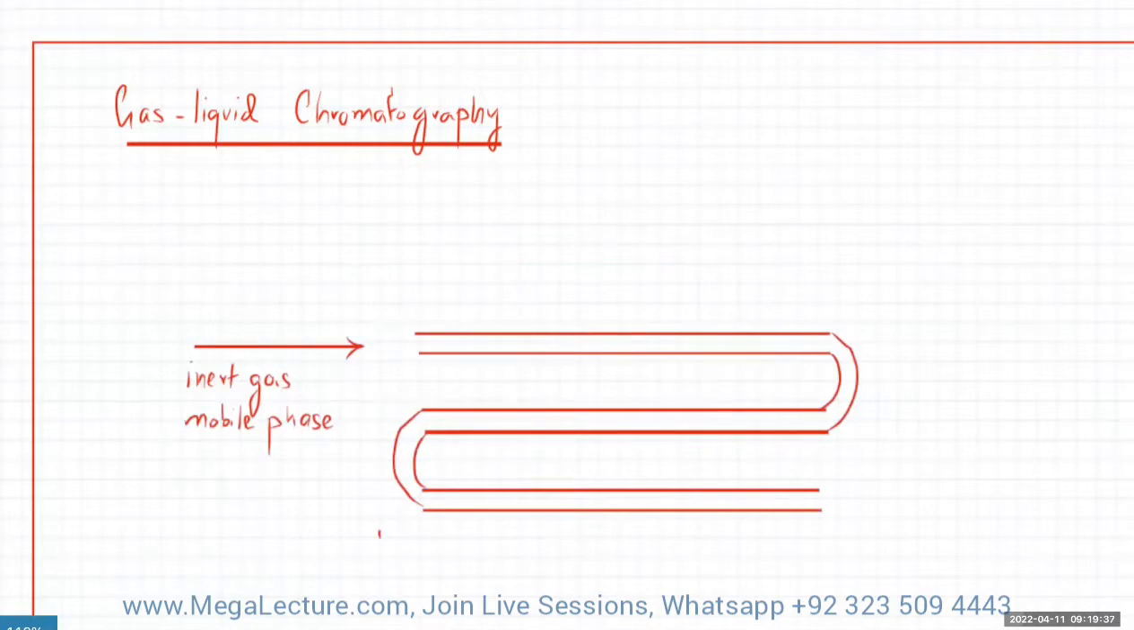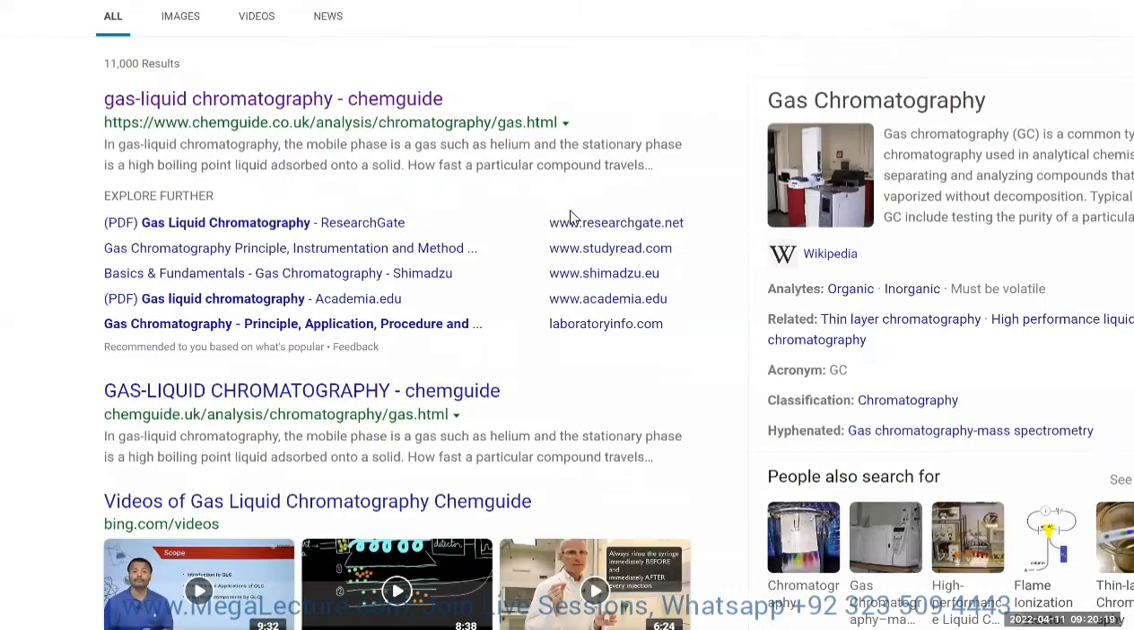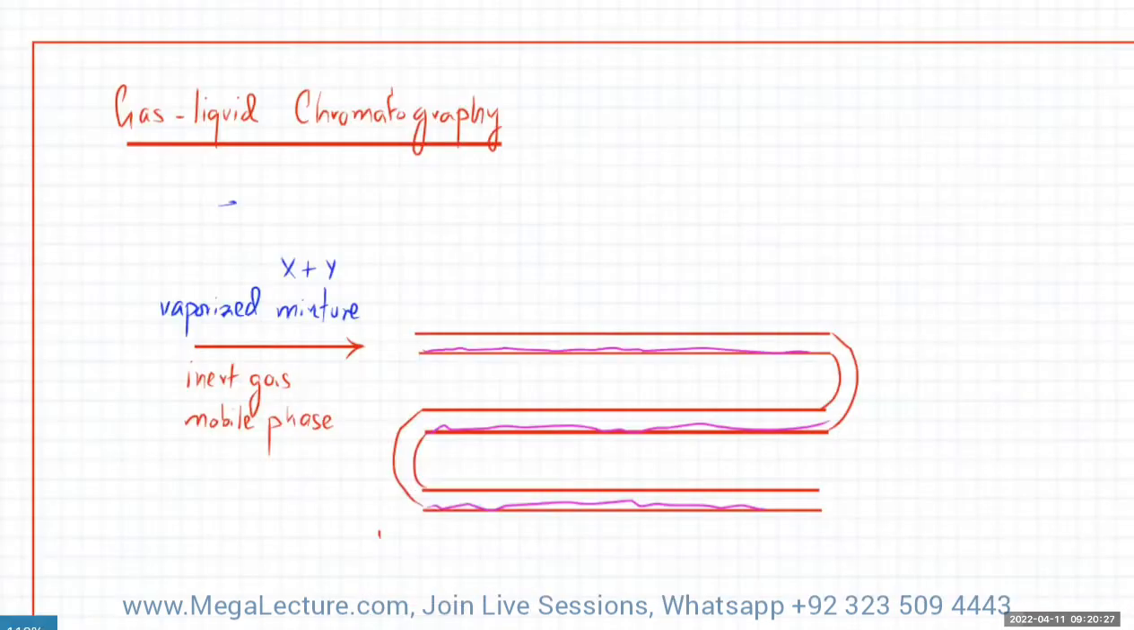So you're going to get a vaporized mixture, and let's say that mixture contains two things, X and Y, and maybe it contains 3 substances, 4 substances, whatever. In these tubes over here, they're going to be lined with a high boiling point stationary phase. Let me check the syllabus here for a second. Where is the syllabus? So it's a high boiling point non-polar liquid on a solid support. This over here is your stationary phase.